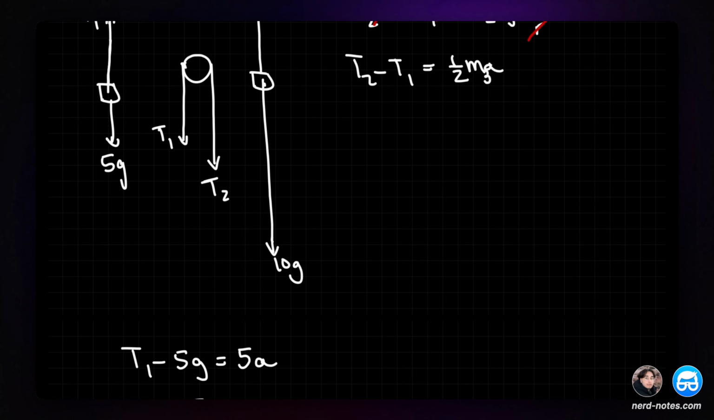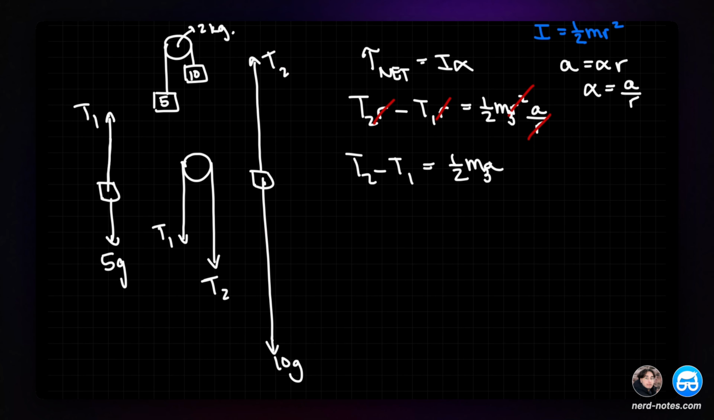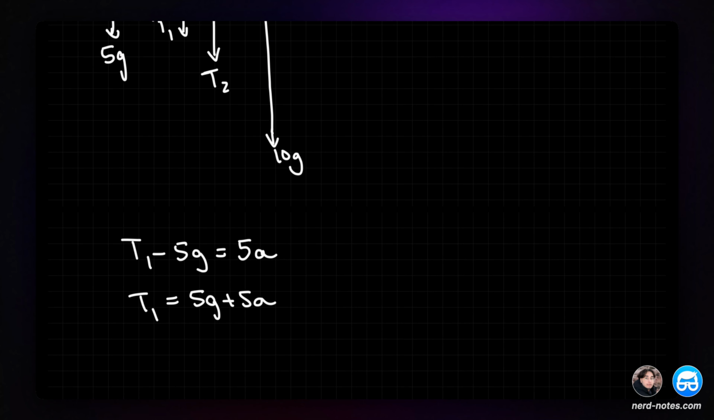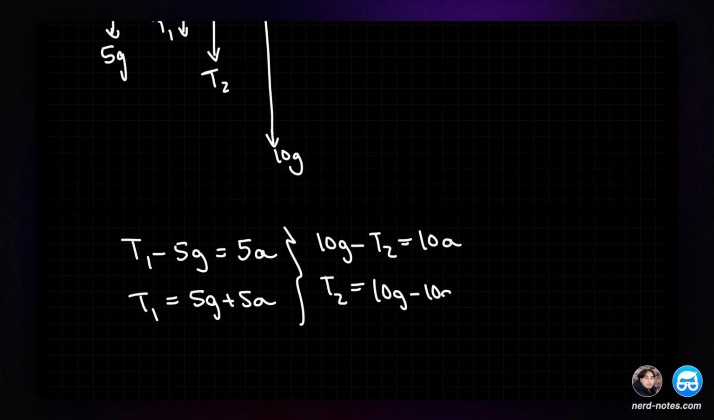Okay, making an equation for T2 now. I'm going to do the bigger vector, so 10g minus T2. So let's do this here. 10g minus T2 is equal to ma. Again, the mass is 10 times acceleration. Okay, and then we can solve for T2. So T2 is going to be equal to 10g minus 10a.